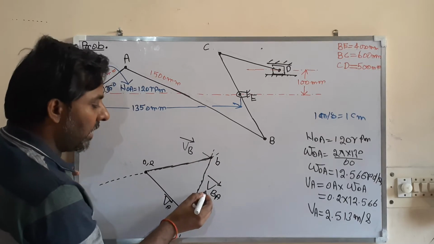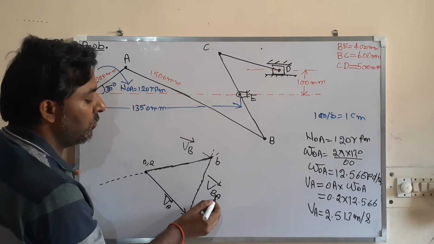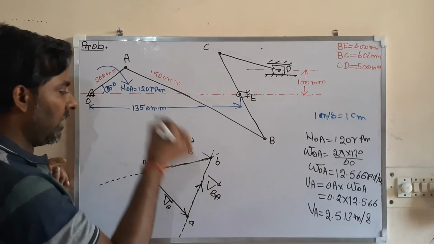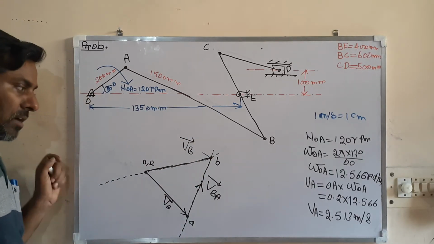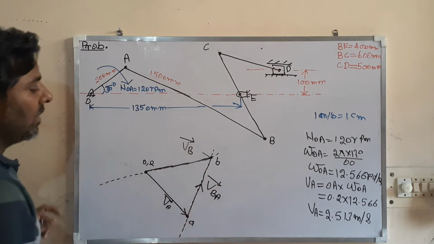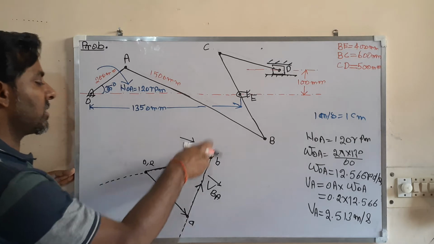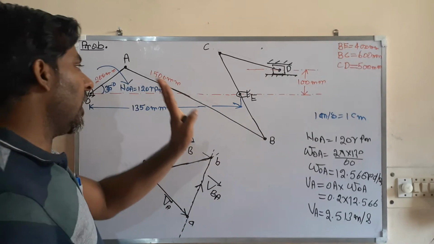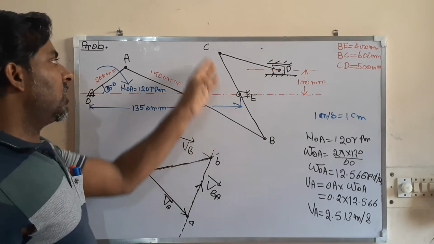So what will be the direction of velocity of B with respect to A? From A to B. So its direction will be A to B in the velocity diagram. I have explained in the first lecture what will be the direction. What will be the direction of VAB? Just the reverse of that. So I have fixed this point B also. Now let us take the point C.